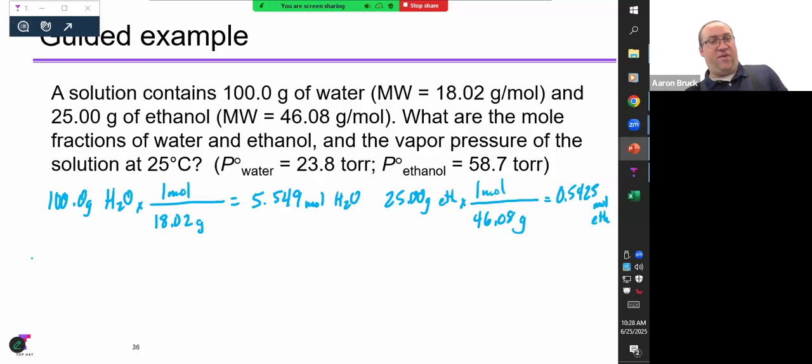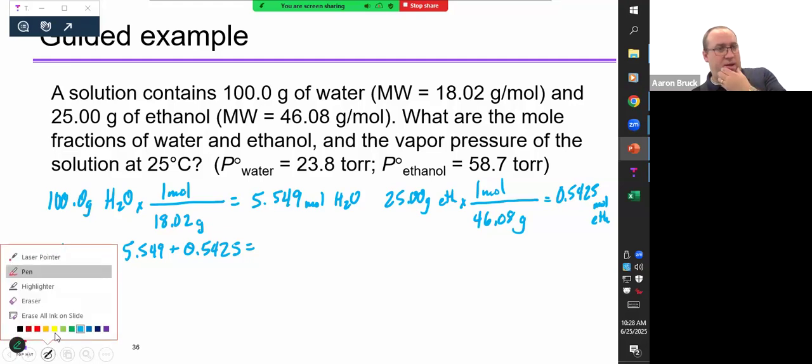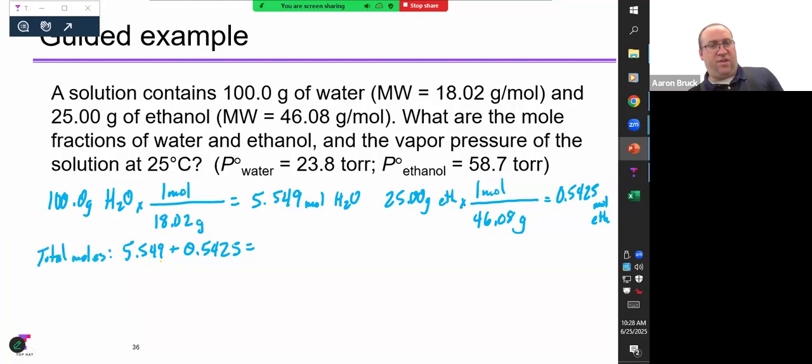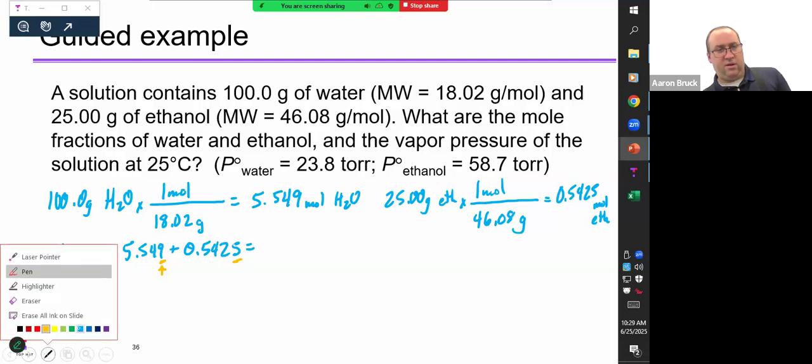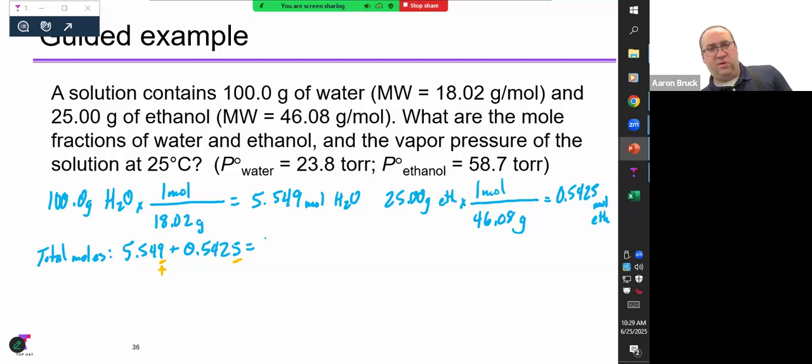So to find the mole fraction, I need to first add the total moles: 5.549 plus 0.5425. We've got 3 decimal places here and 4 here, so we need to round to the fewer, which is 3 decimal places total. So 6.092.